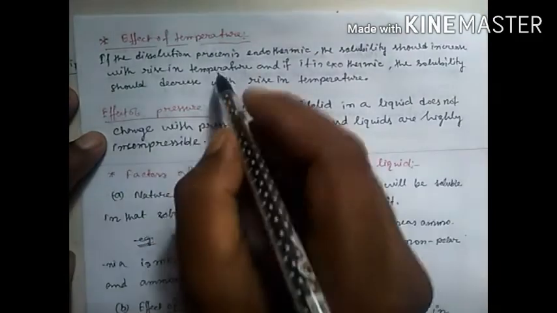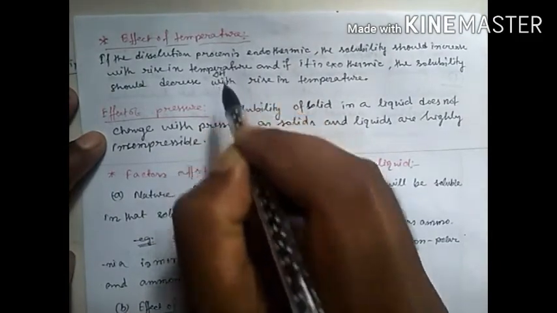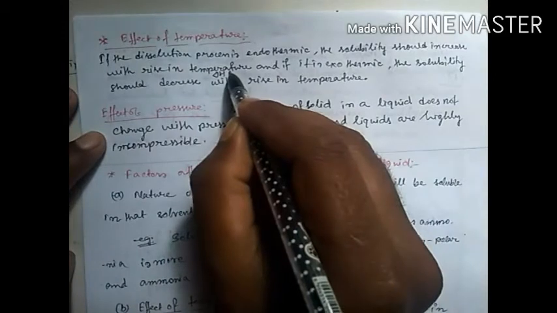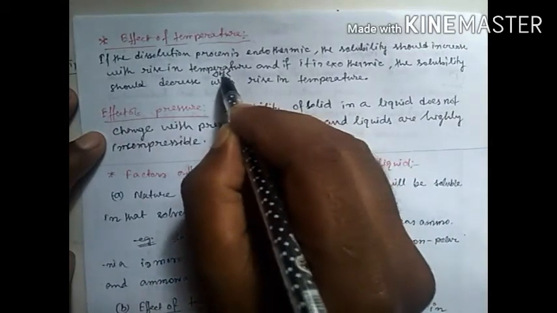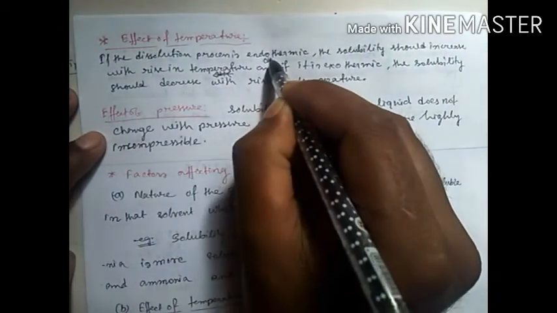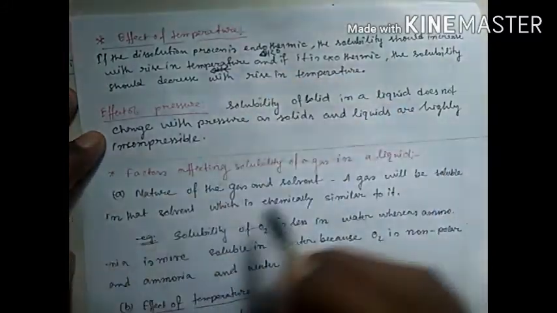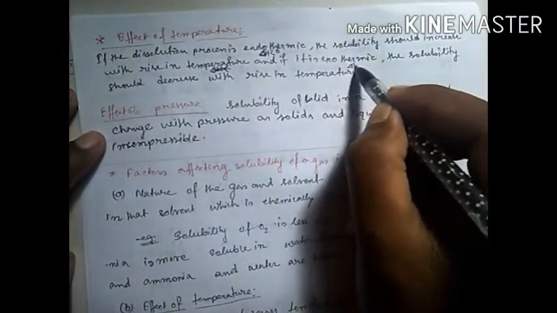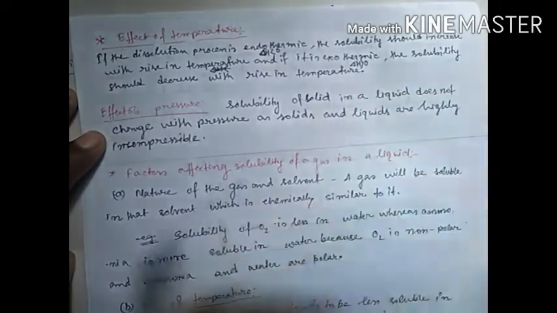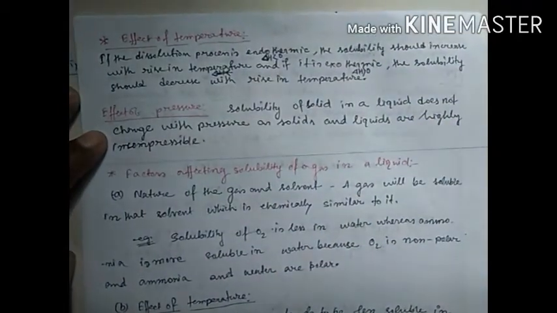Here you can write delta H is less than 0 for exothermic. Here delta H is greater than 0 because it's endothermic.